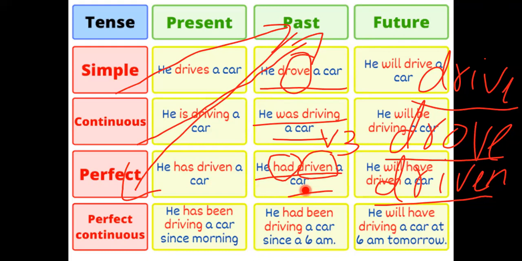Let's take the example of cook. Cook will become cooked, right? Cook, cooked, cooked. V1, V2, V3. V1, the base form, will be cook. Then V2 will become cooked, with ed, and V3 is also cooked only. Same. Yes, let's try to make a sentence.